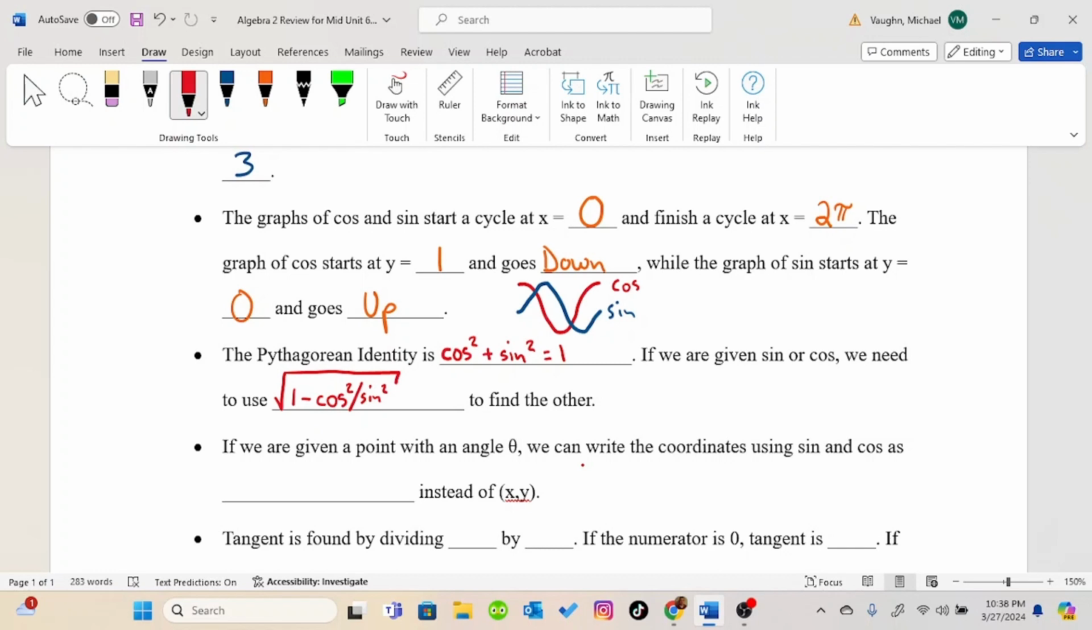to find the other. So if we know what cosine is, then we could substitute that in and square it, then subtract it from 1, and we'll get sine squared. So then we need to take the square root of both sides to get sine. Or we can find it if we know sine, we can do the same thing to find cosine. So whichever one you're given, square it, subtract it from 1, and then take the square root, and that will tell you the other.